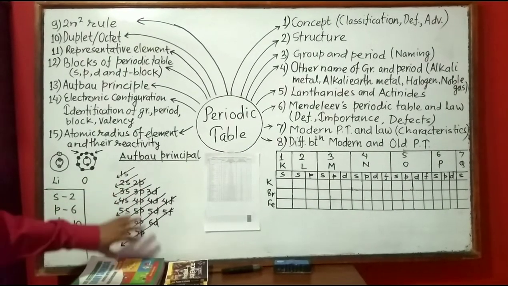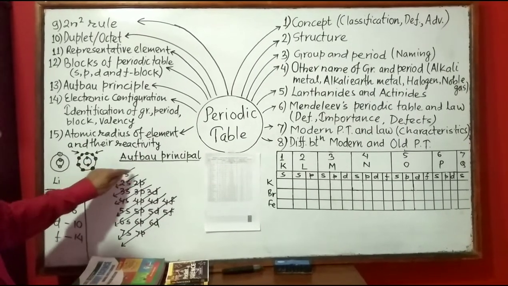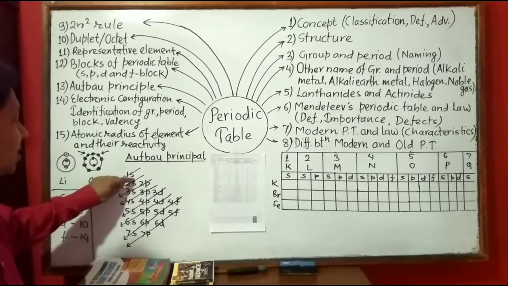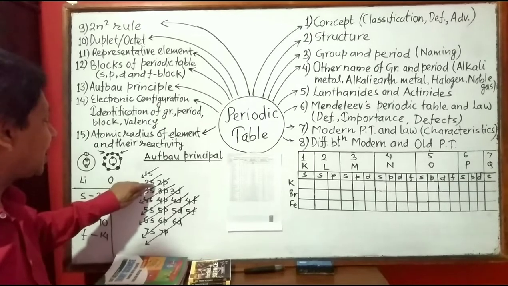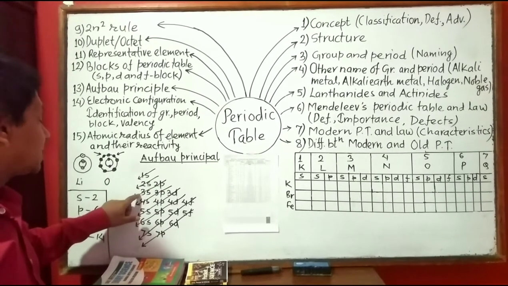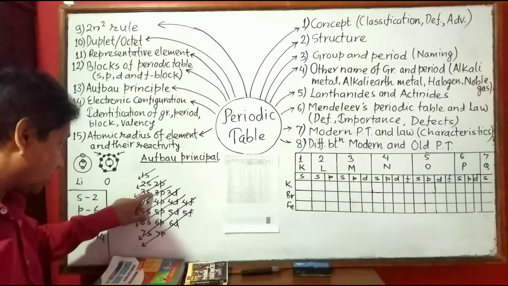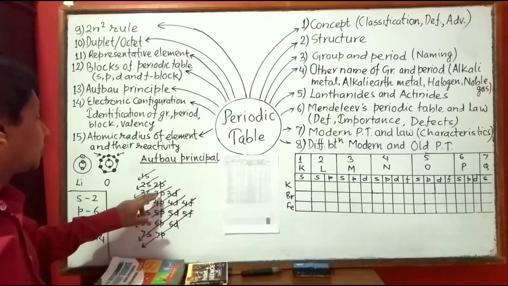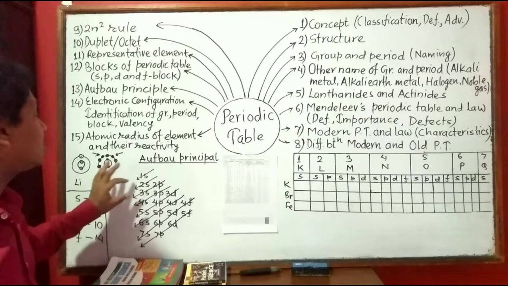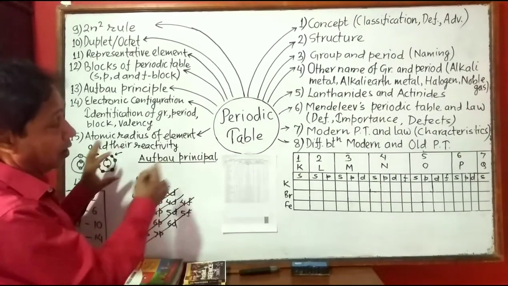This represents that while filling up electrons in the different subcells, first you have to fill up the first cell s subcell, and then you have to go to the second cell s subcell, and second cell p subcell, and the remaining electrons go to the third cell s subcell, and then the remaining go to the third cell p subcell, and the remaining go to the fourth cell s subcell. In this way, this is the order of filling up of electrons according to the above principle.